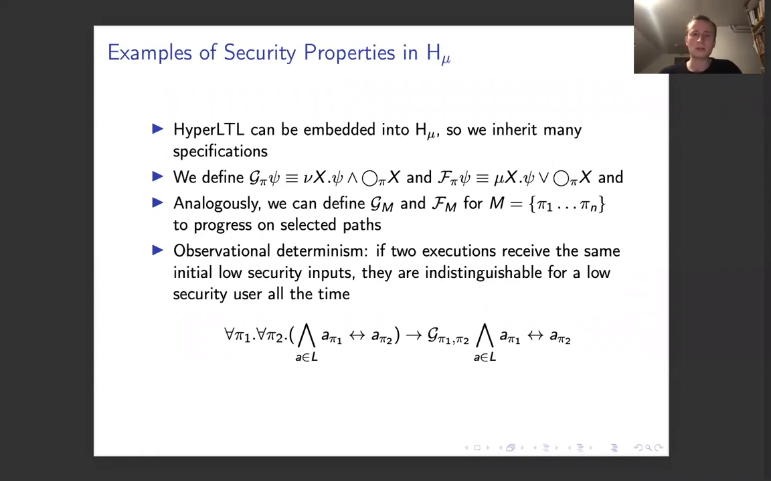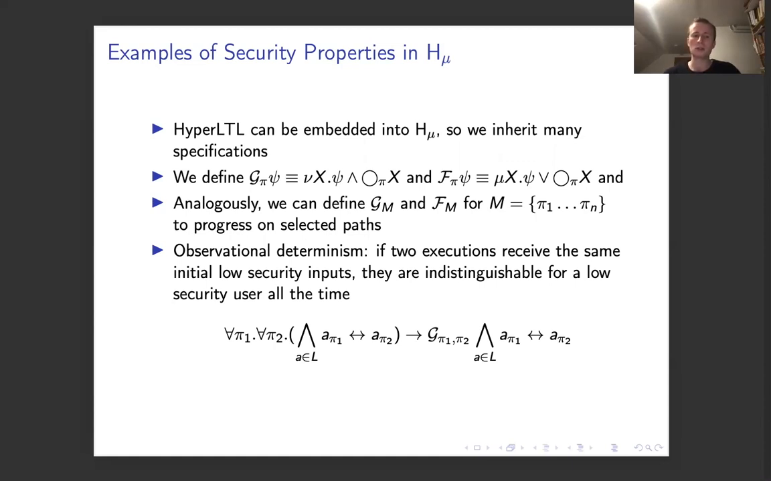Now, the best way to discuss a new specification logic is to discuss what can be specified in it, and we will start with security properties expressible in h-mu. We will start with the observation that everything that can be specified in HyperLTL can also be specified in h-mu. So basically, just like LTL can be straightforwardly embedded into the linear time mu calculus, HyperLTL can be straightforwardly embedded into h-mu. And as you see here, we can define classical temporal connectives like G (globally) and F (future), both for single paths and for multiple paths at once.